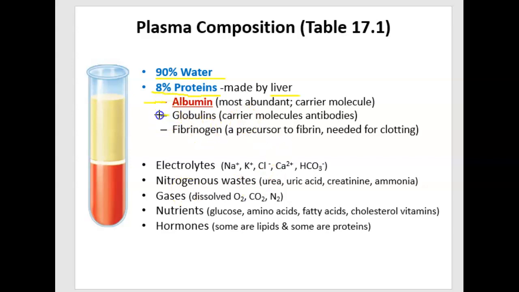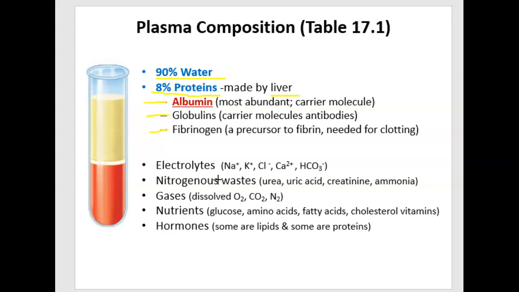There are also globulins present in plasma. These globulins are antibodies. Now, globulins aren't completely made by the liver. The antibodies are made by B lymphocytes, but there are other globulins that are carrier molecules that are made by the liver. And the third type of protein that we'll become familiar with in this class is fibrinogen. So fibrinogen is an inactive protein, but when activated, it becomes fibrin and forms a clot. So those are the proteins that we find in plasma.